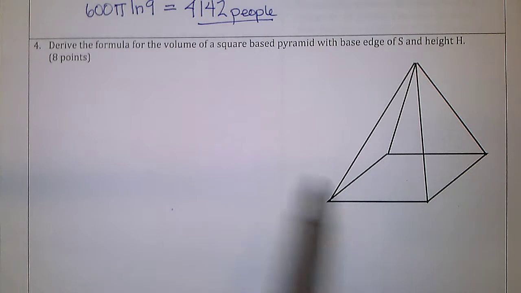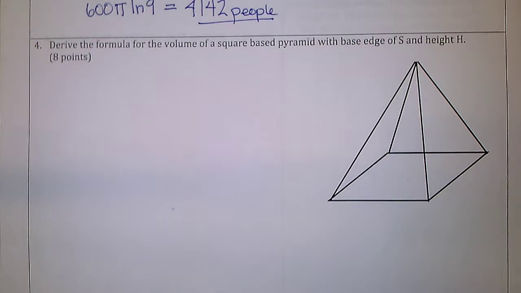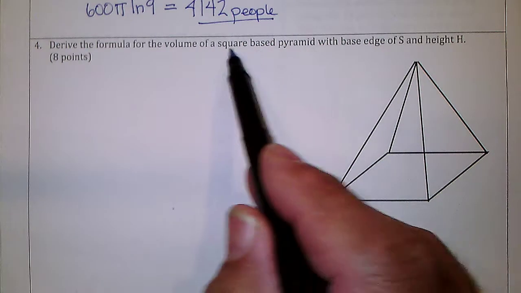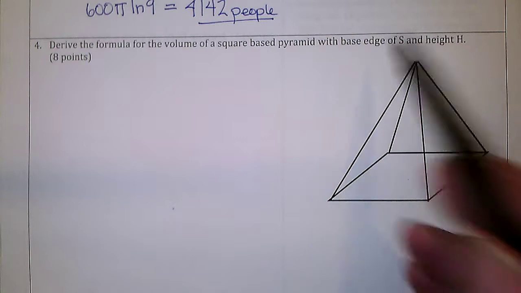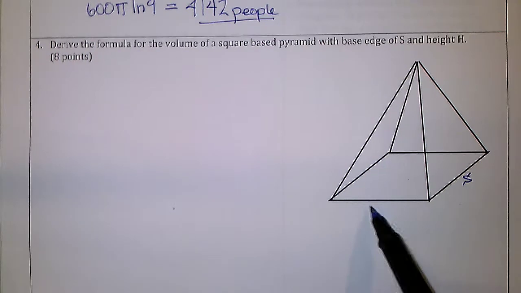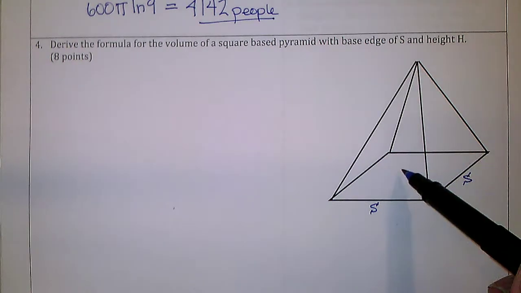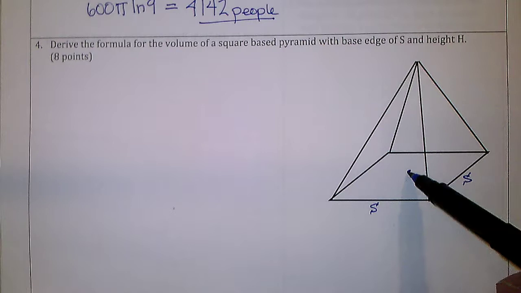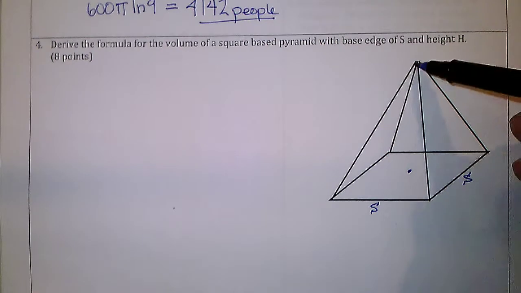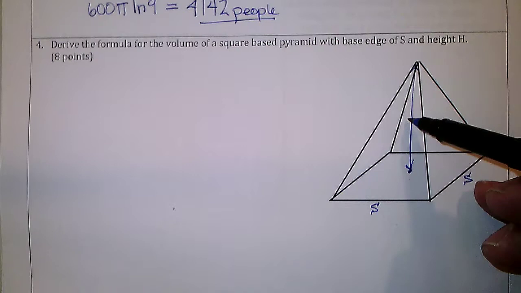When you do these, I want to see how you're thinking about this. So show me on the diagram. It says a square-based pyramid with a base edge of S. And since it's a square, this is also S. And the height from the center of the base to the top is H.